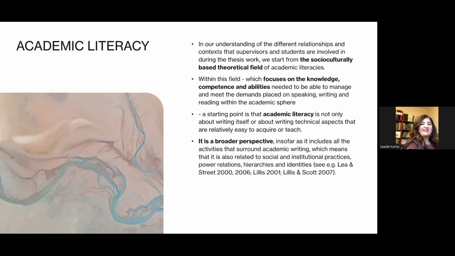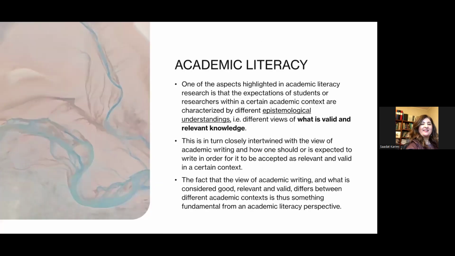One of the aspects highlighted in academic literacy research is that expectations of students or researchers within a certain academic context are characterized by a different epistemological understanding, that is, different views of what is valid and relevant knowledge. This is in turn closely intertwined with the view of academic writing and how one should write or is expected to write in order for it to be accepted as relevant and valid in a certain context.